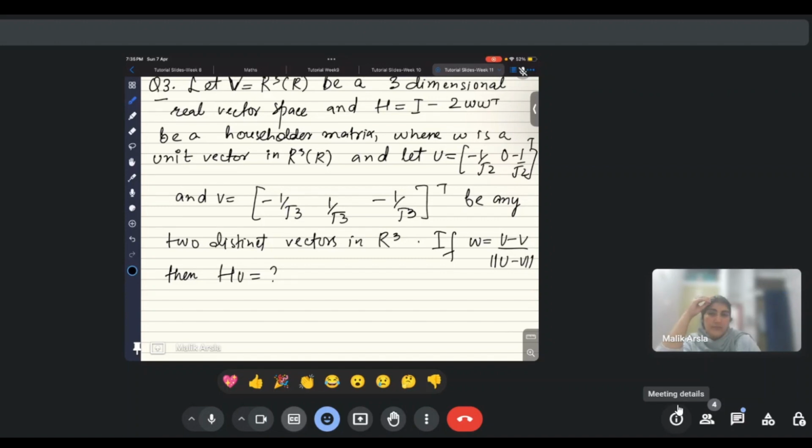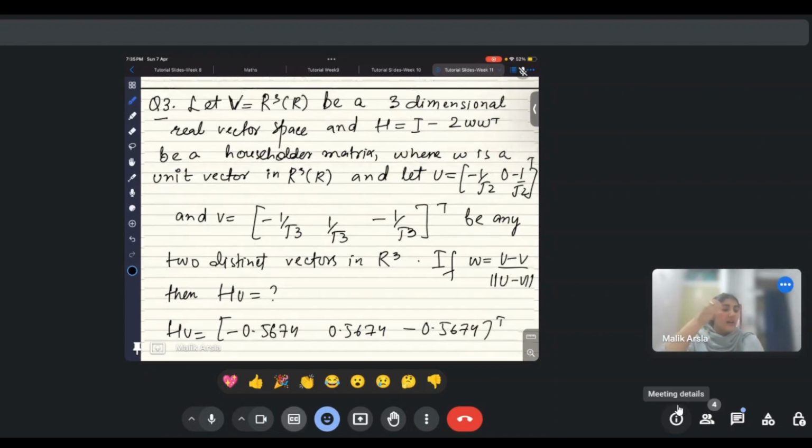HU equal to V. Yes, by the theorem, HU will be V. So there was nothing in this question. Basically, they have just given the magnitude in this form. They have given many options, HV and HU, and HU has been given as 0.5674 and −0.5674.